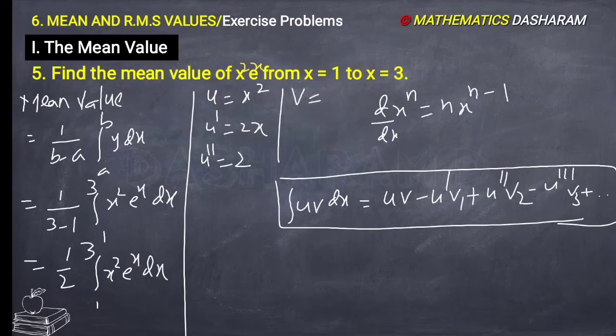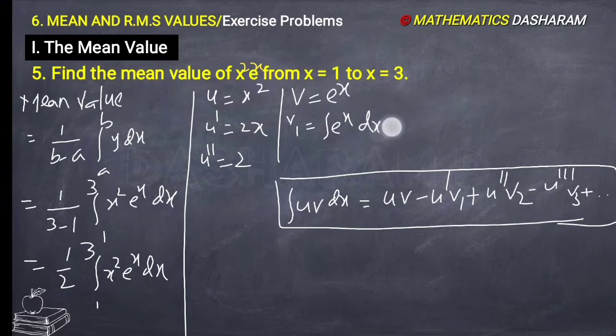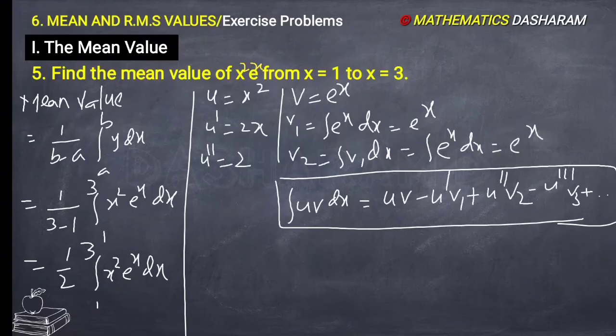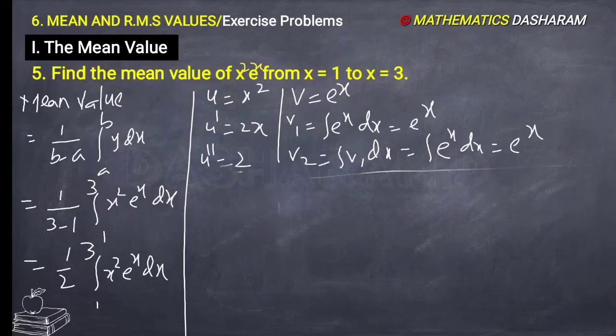Next, v equals to e power x, v1 equals to integration of e power x dx, so it is e power x. v2 means integration of v1 dx, that is e power x dx, so it is e power x. See, actually we are going to stop the Bernoulli's rule at u double dash. So v2 is enough. Now apply the Bernoulli's rule.